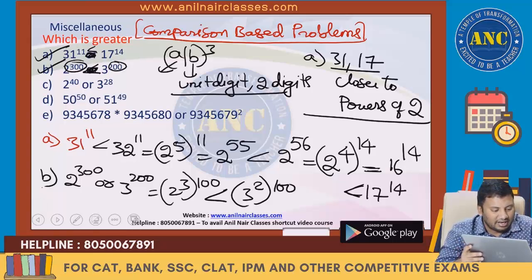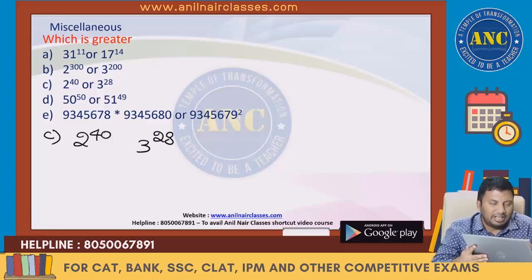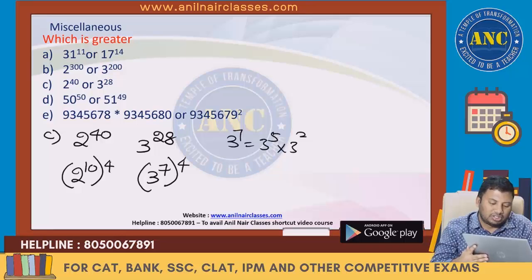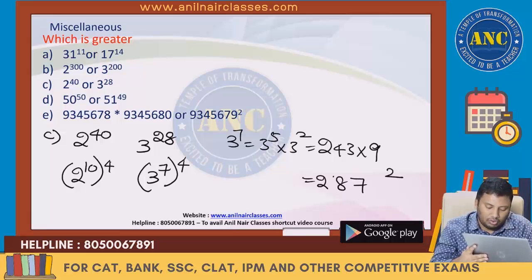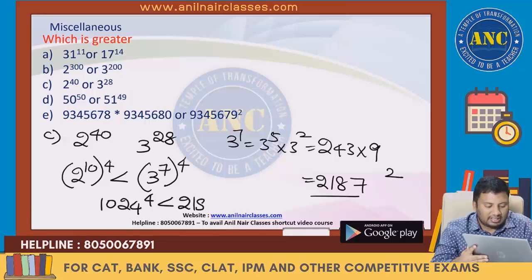First and second. Third one, 2 power 40 or 3 power 28. 40 and 28, HCF is 4. 2 power 10 power 4. These are nothing but 3 power 7 power 4. 3 power 7 is 3 power 5 into 3 square, 243 into 9, which is 2187. 2 power 10, 1024 power 4 is less than 2187 power 4.